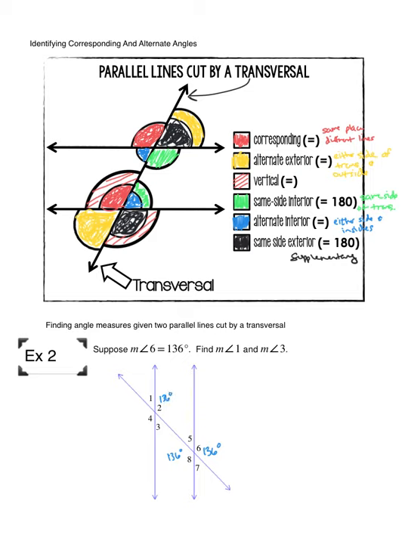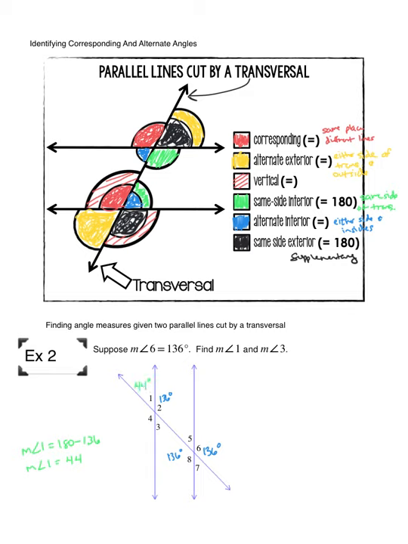Now, going back to what you learned last unit, what can you tell me about angle 1 and angle 2? They are a linear pair. They add up to 180. So therefore, the measure of angle 1, I'll put it over here. Angle 1 is 180 minus 136. The measure of angle 1 equals 44 degrees.